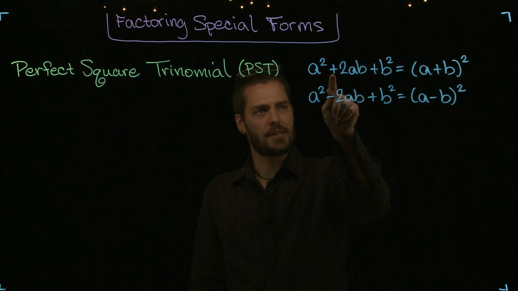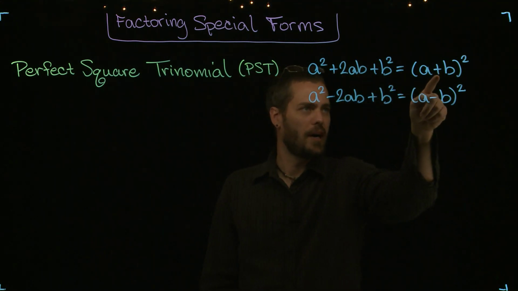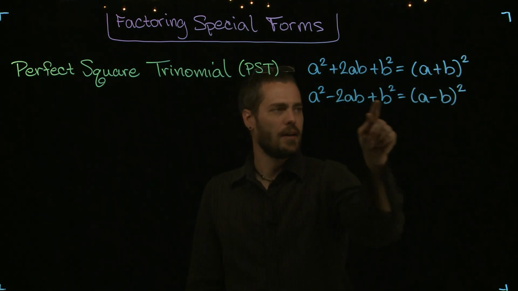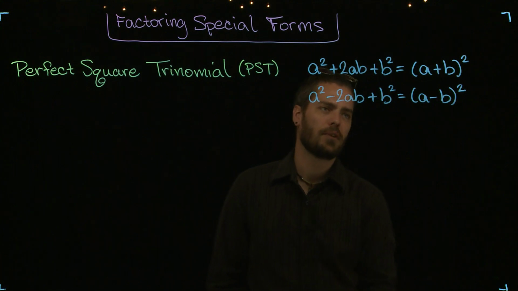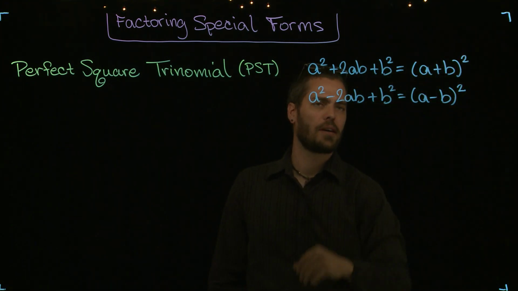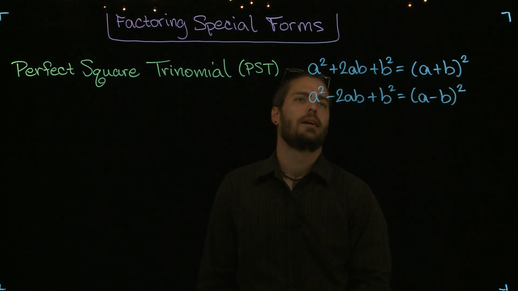One is where you have a positive term here, and that gives you a positive over here in the binomial. The other one is where you have a negative, and that gives you a minus here in the binomial. That is squared. So here's the trinomial, there's the square of the binomial, the perfect square trinomial, so-called.